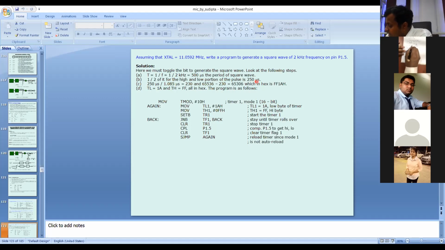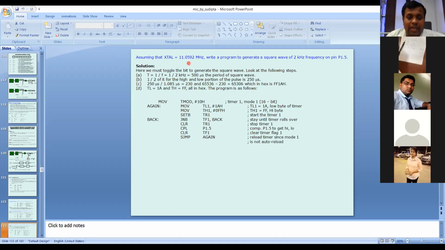As you know, T is equal to 500, so T on is equal to T off is equal to 250. It's clear to all of you? Yes, sir. Next, as you know the crystal is 11.0592, the time required for one machine cycle is 1 into 12 by 11.0592, which is equal to 1.085 microseconds.